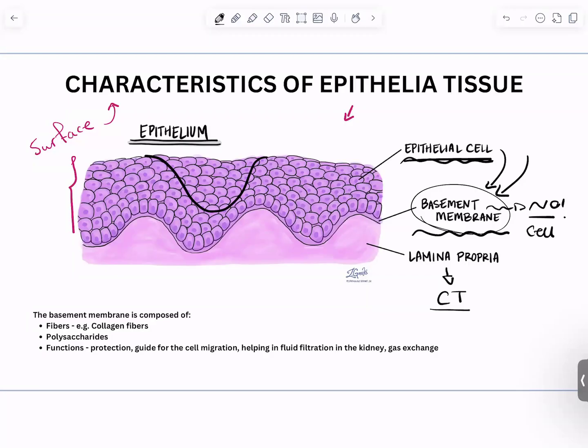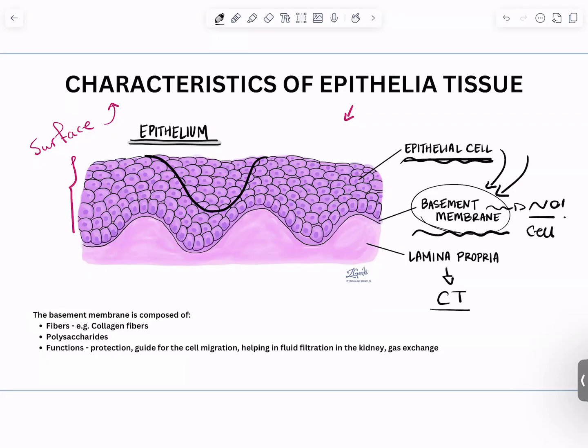It also helps with the migration of the cells, and also in the filtration in the kidney we have the basement membrane as well, which is very important. But more important to me is that I want you to remember that it's usually between the epithelial tissue and connective tissue. It's an intermediate layer that attaches these two types of tissue together, and it has no cells. That's a very, very important thing. It has no cells. It has fibers and it has polysaccharides.